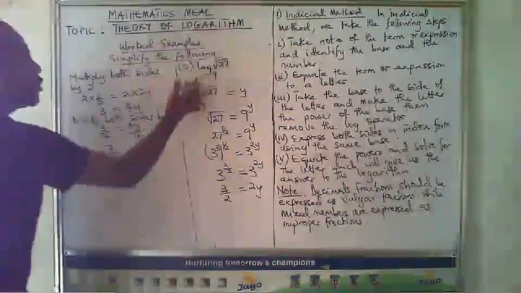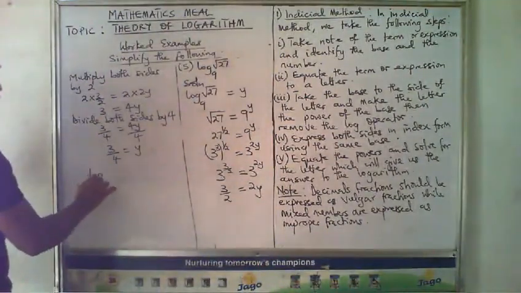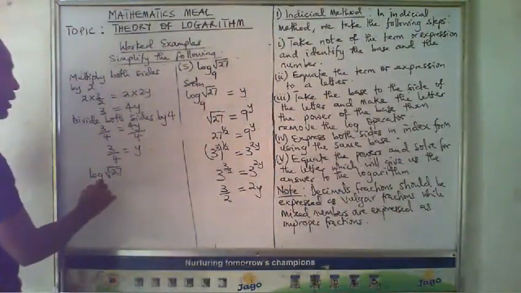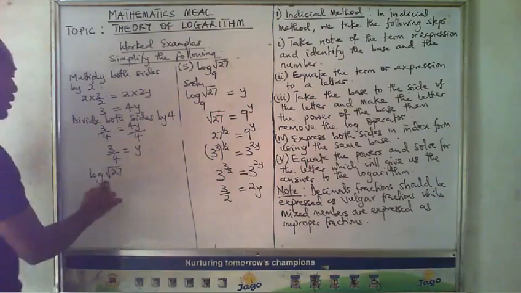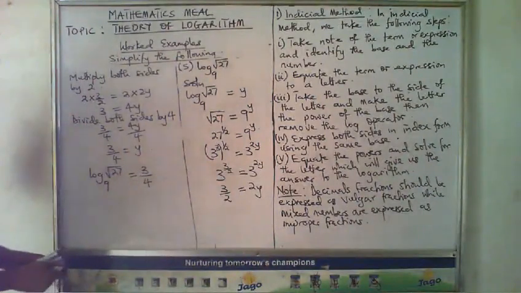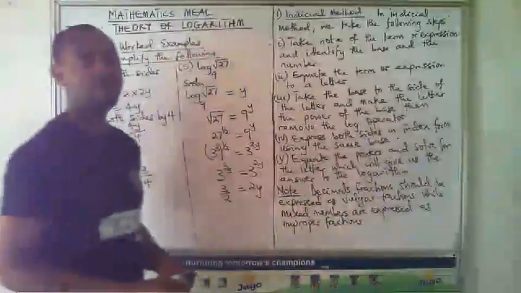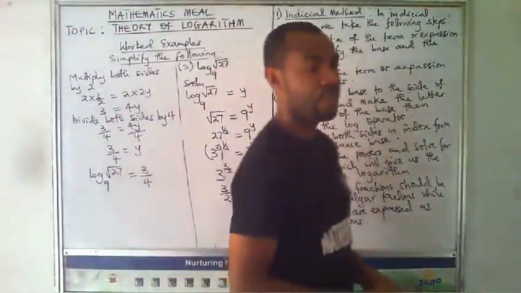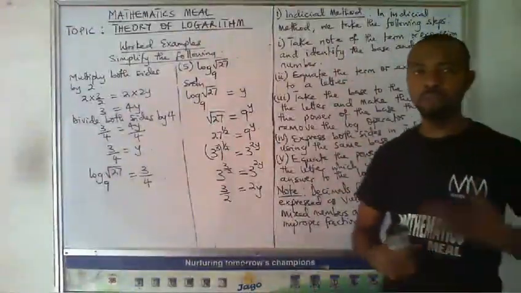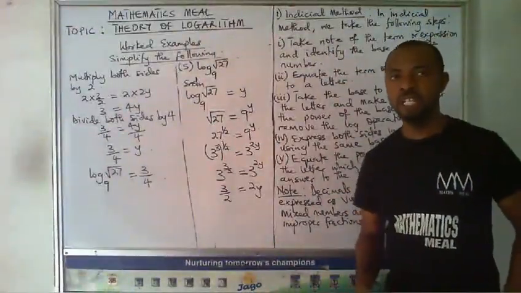So if the whole of this is y, it means that log of the square root of 27 in base 9 will give me 3 all upon 4. Oh, beautiful and very beautiful. Go through this, following these steps, and you will become a guru in all this.